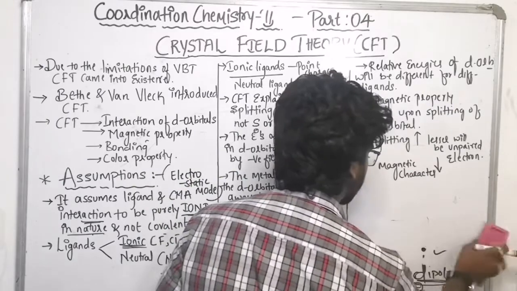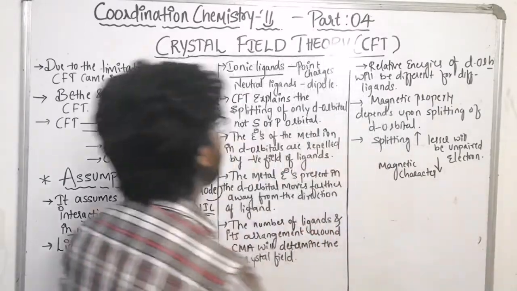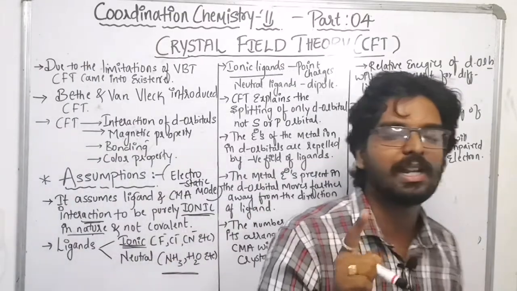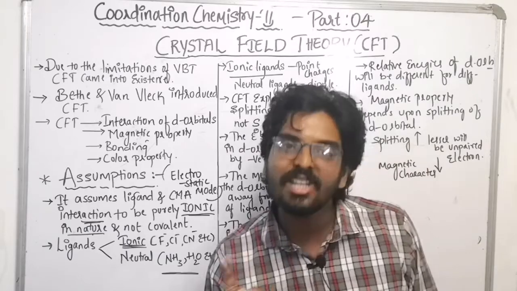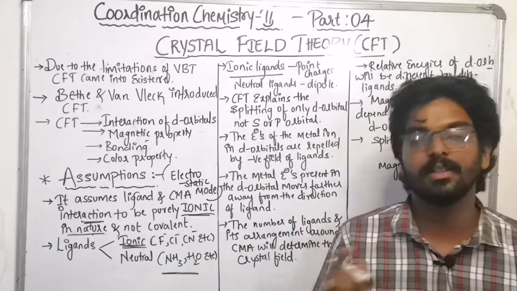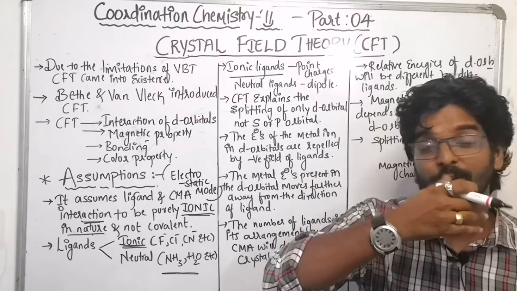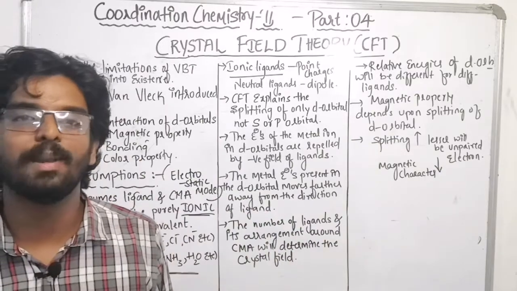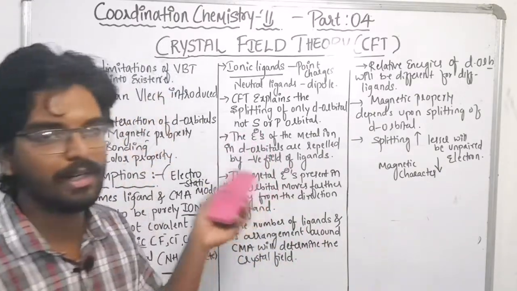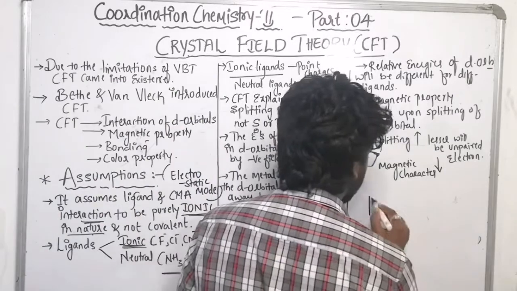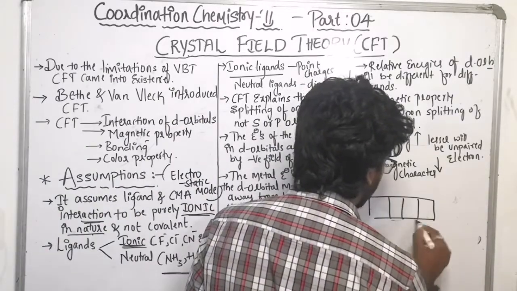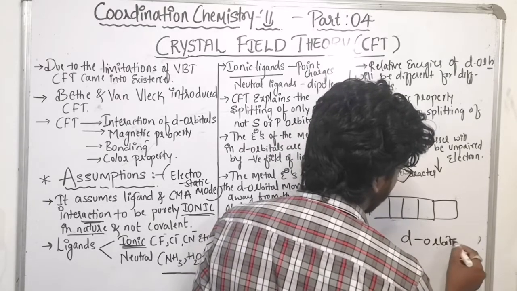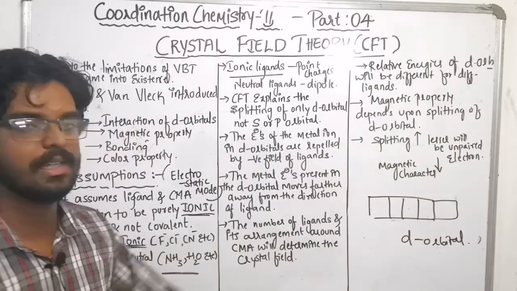So this was another assumption of the CFT. And the next one is that CFT explains the splitting of only the d orbitals. Remember one thing, this is one of the limitations of valence bond theory. VBT doesn't explain the splitting of d orbitals in complexation. See here, according to CFT, if you consider the d orbitals, 1, 2, 3, 4 and 5, see these metal d orbitals.